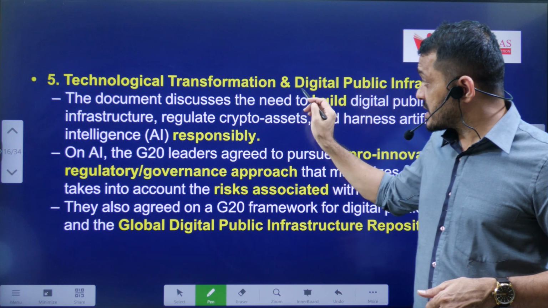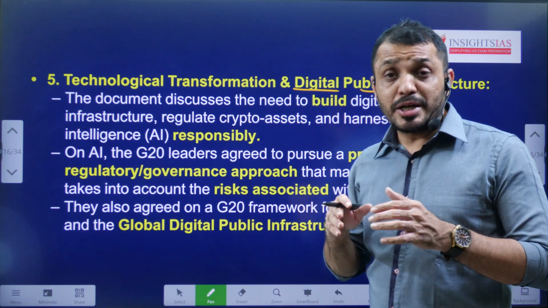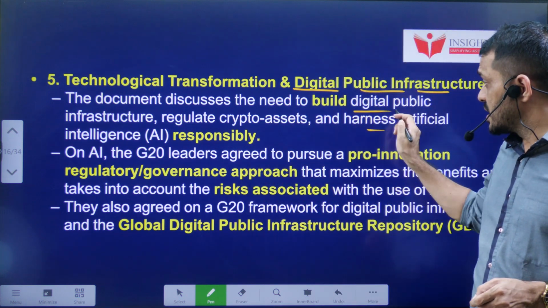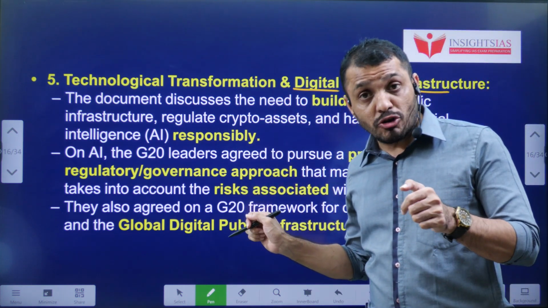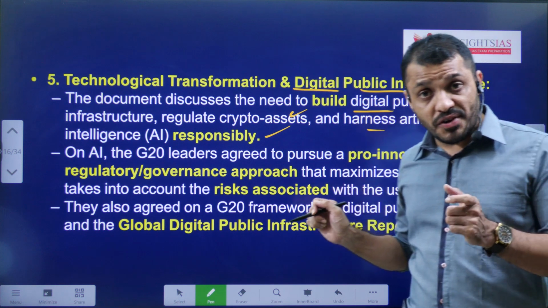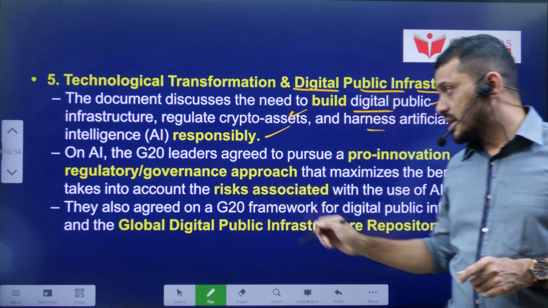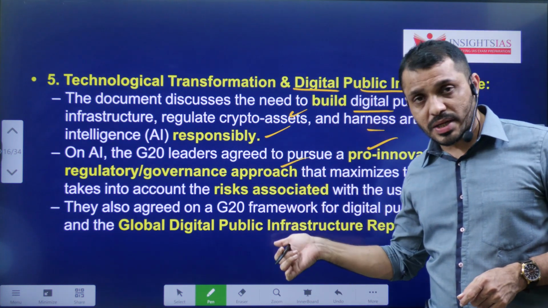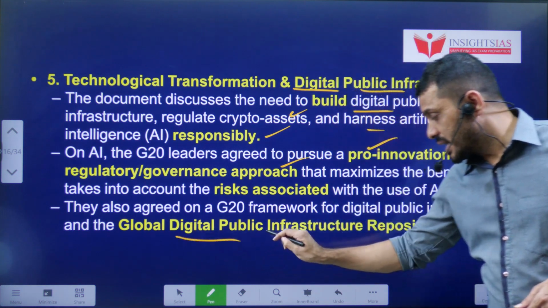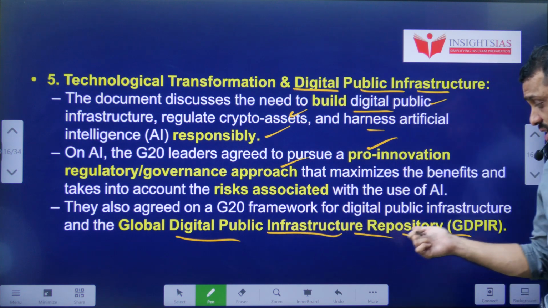Fifth one, technological transformation and digital public infrastructure. It is about helping other countries to build their digital public infrastructure, and they also discussed using technologies such as artificial intelligence, crypto assets and digital infrastructure in a more responsible manner. Countries should help each other in regulating cryptocurrency and its governance. And G20 nations collaborate with each other in establishing the global digital public infrastructure repository.